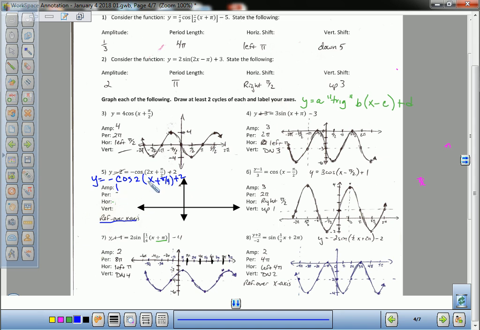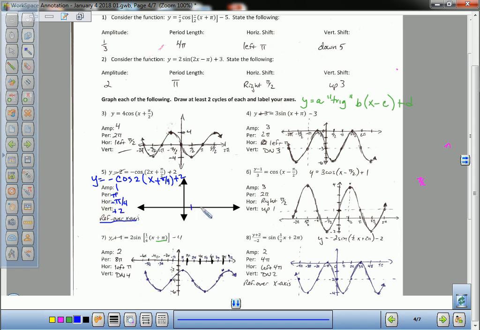Okay, the normal period for cosine is 2 pi. So we do 2 pi divided by b, so it is just pi. Horizontal shift is going to be negative pi over 4. Vertical shift is going to be up 2.